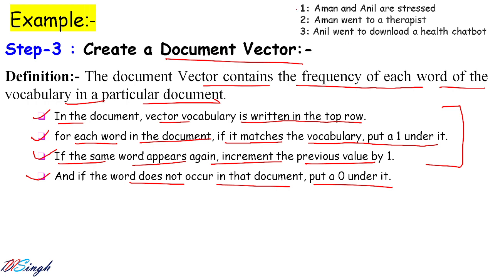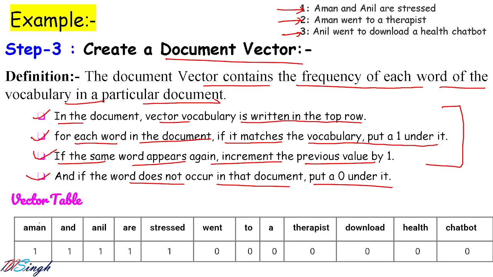So how many documents do we have? We have 3 documents, 1, 2 and 3. And we have a list of unique words in the vocabulary or dictionary. So these are the unique words which are present, and this is the document vector for document number 1. Aman came 1 time, and came 1 time, Anil came 1 time, are came 1 time, stressed came 1 time. The remaining words did not come in document 1, so we have put 0. Now the same process will be followed for the remaining 2 also.